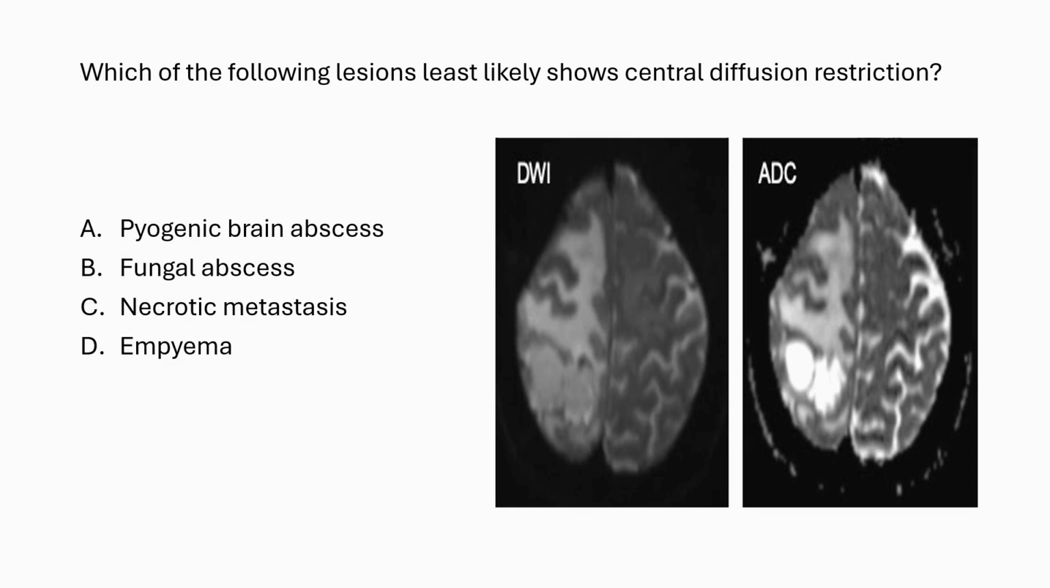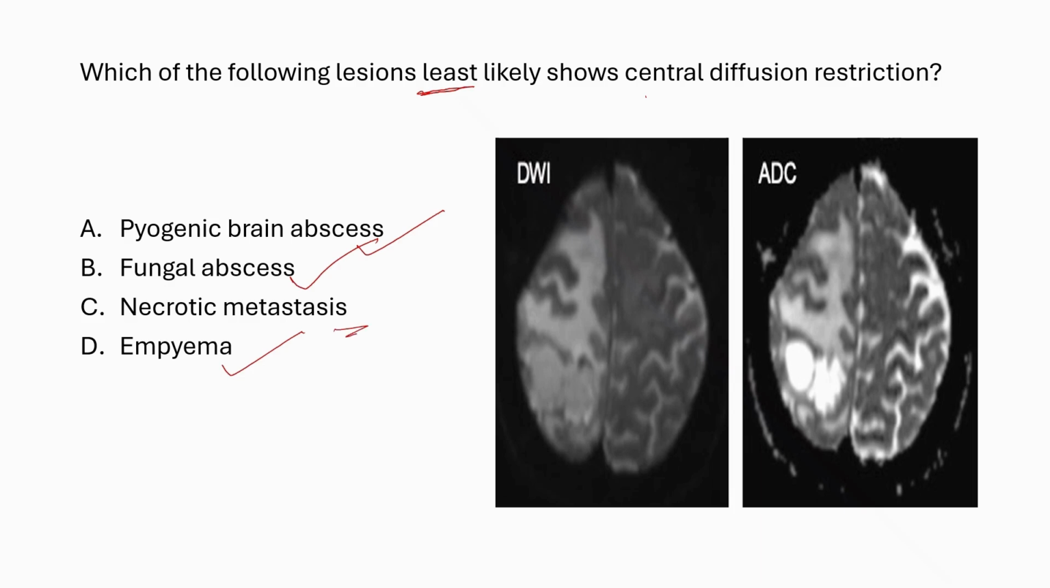Which of the following lesions is least likely to show central diffusion restriction? Read this question very carefully because it is asking about the least likely. Sometimes we miss this phrase. So, least likely shows central diffusion restriction. Let's see the options. Pyogenic abscess shows the central diffusion restriction. Fungal abscess also shows diffusion restriction, and empyema also shows diffusion restriction due to the high viscosity of pus. So only one option is remaining, the necrotic metastasis.